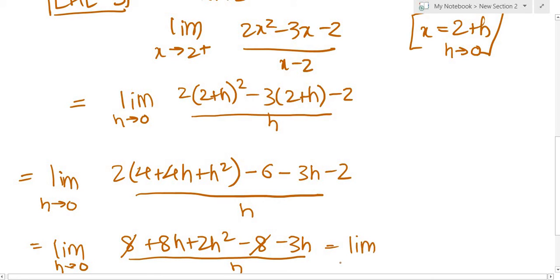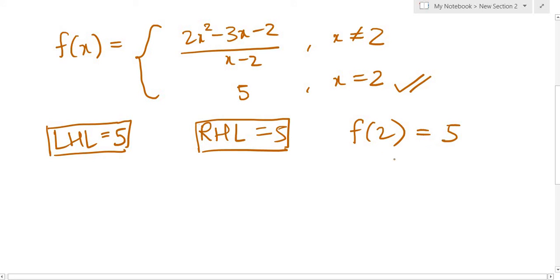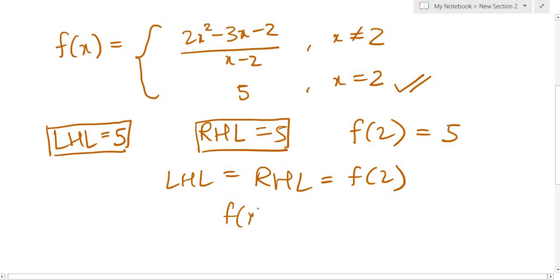All we are left with is the limit as h tends to 0 of 5h plus 2h squared all over h. We can cancel 1 h out. Like before, we end up with 5, and this just goes to 0 on substitution. Now even the RHL equals 5. What about the f of 2? Yeah, even that's 5, right? So LHL equals RHL equals f of 2. So f of x is continuous at x equals 2.